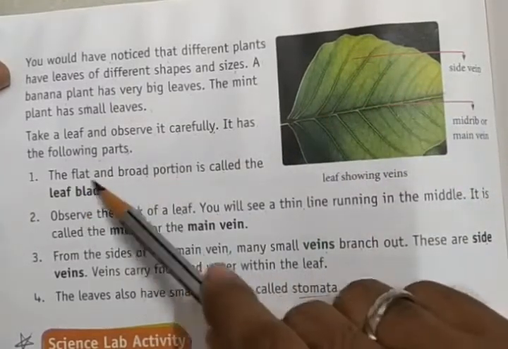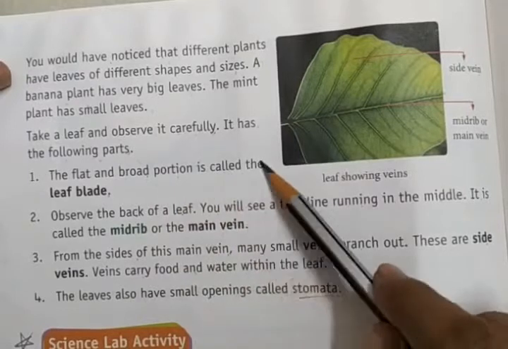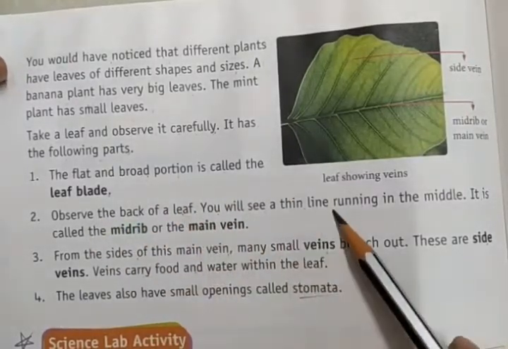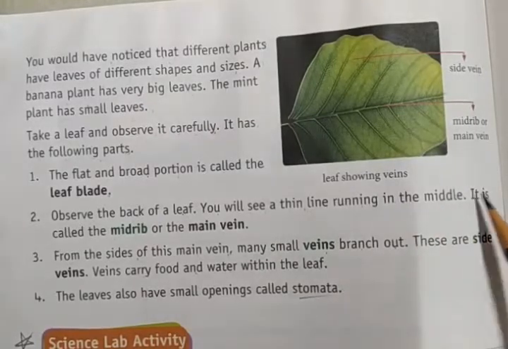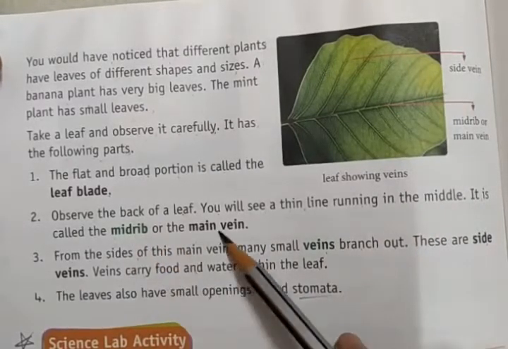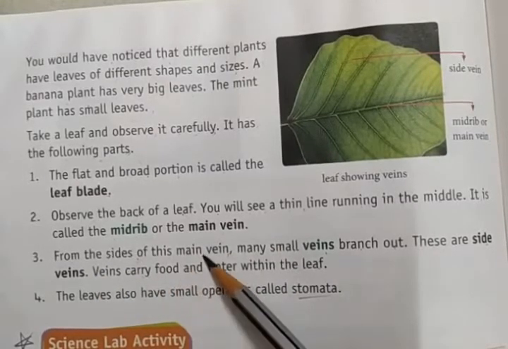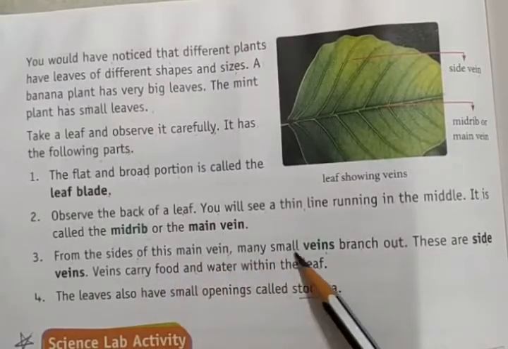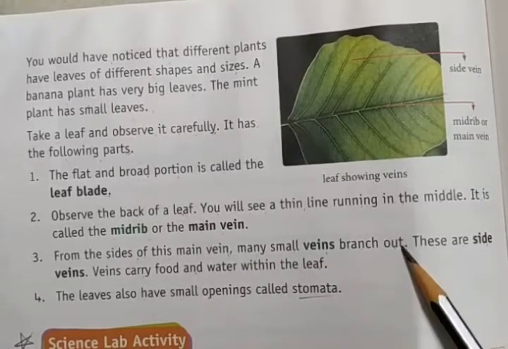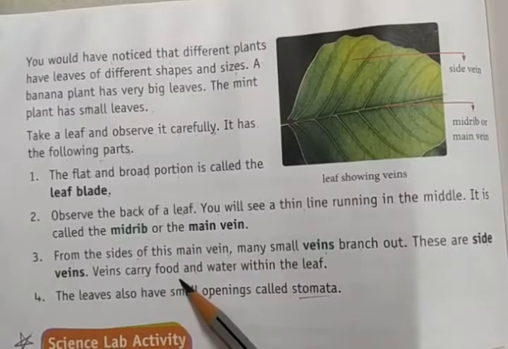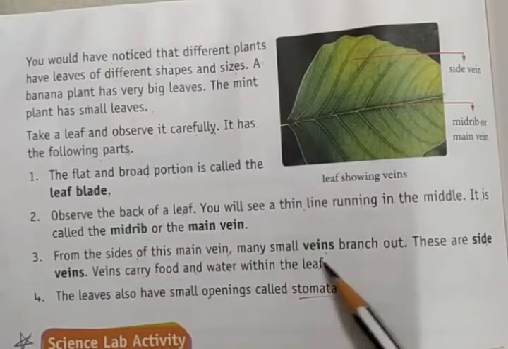The flat and broad portion is called a leaf blade. Observe the back of a leaf. You will see the thin line running in the middle. It is called the midrib or the main vein. From the sides of the main vein, many small veins branch out. These are called side veins. Veins carry food and water within the leaf.